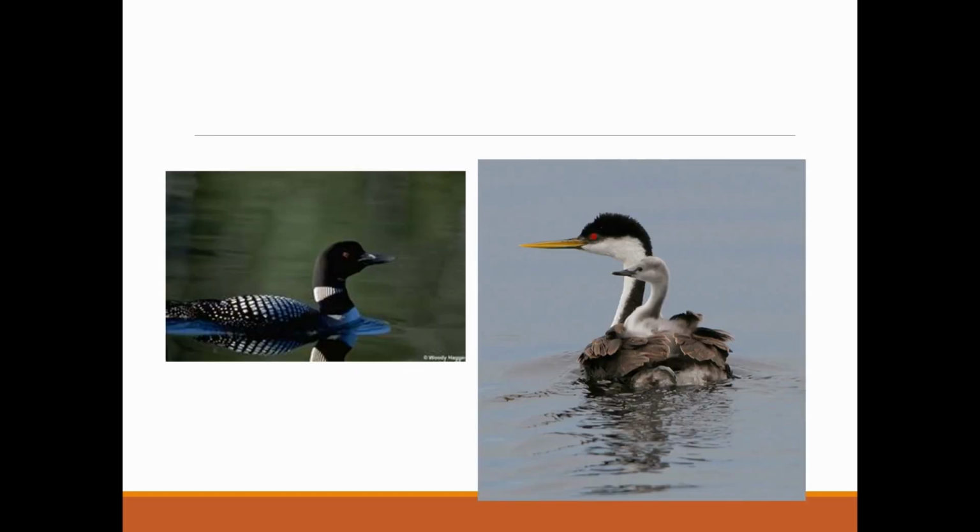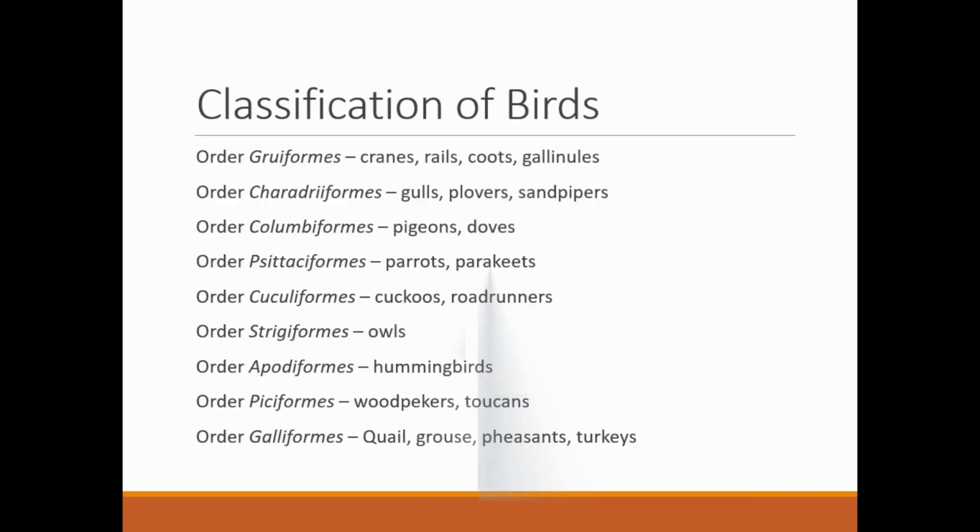All right, so here are some examples. This is the loon, and this is the grebe. Order Gruiformes, cranes, rails, coots, and the gallinules. So some of your wading birds. Charadriiformes, gulls, plovers, sandpipers. Columbiformes, pigeons and doves. Psittaciformes, parrots and parakeets. Cuculiformes, the cuckoos and roadrunners. Strigiformes, the owls, my personal favorites. Apodiformes, the hummingbirds. Piciformes, woodpeckers and toucans, and Galliformes, quail, grouse, pheasants, and the turkey.